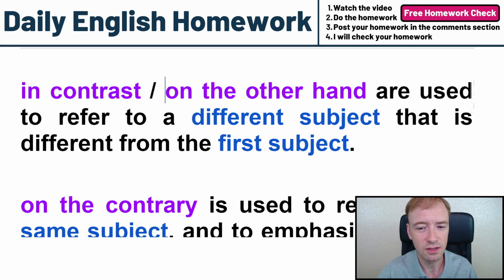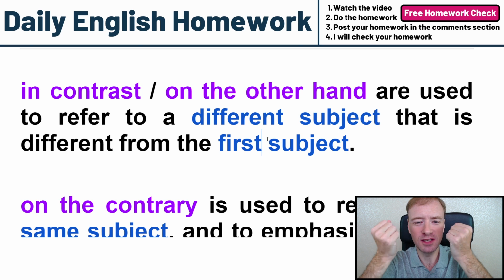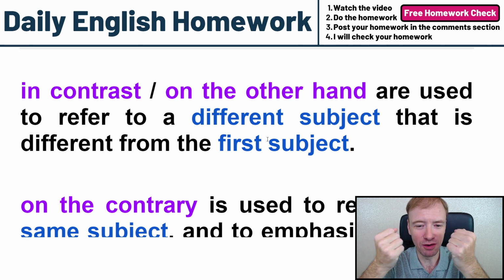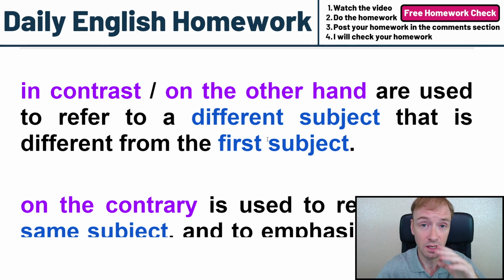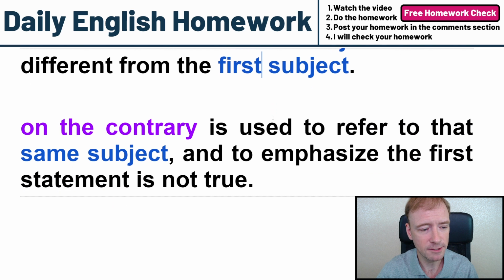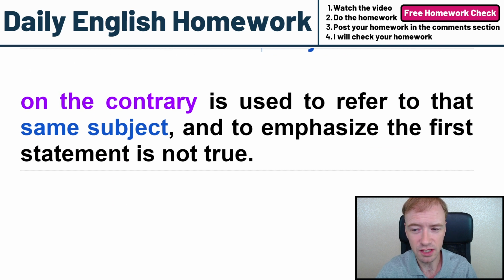In contrast, on the other hand, are used to refer to a different subject that is different from the first subject. Okay, we're getting into grammar. We have two subjects in our sentences, or two sentences. We're talking about different subjects, and I'll explain that in a moment. On the contrary is used to refer to that same subject and to emphasize the first statement is not true.